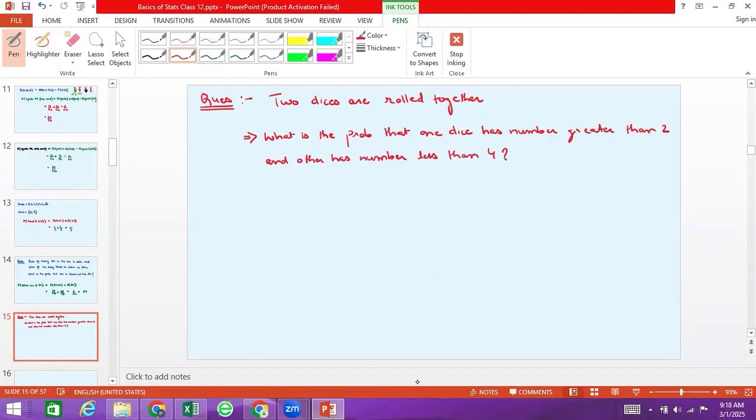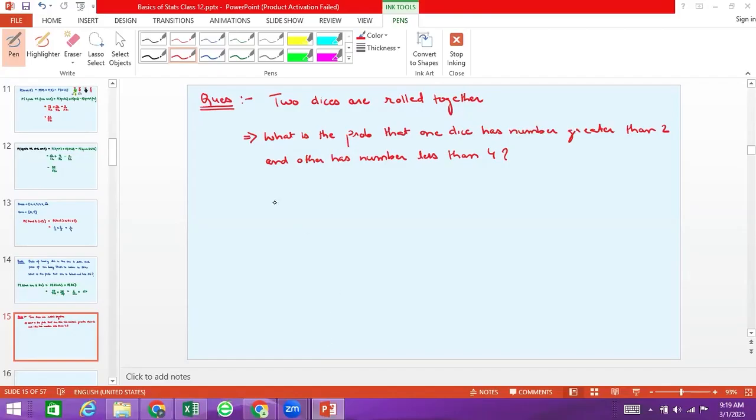Can you solve it? I think 1 by 3, both of them occurring together. Uh, 24 by 36. So first event is 4 by 6, right? Greater than 2 means 4 by 6, into less than 4 is 3 events. So 3 by 6. Right.